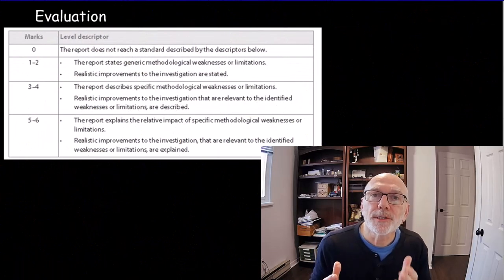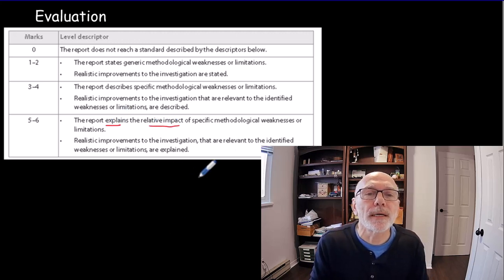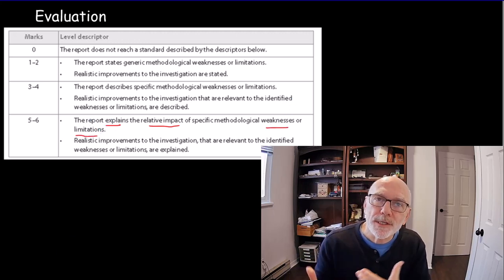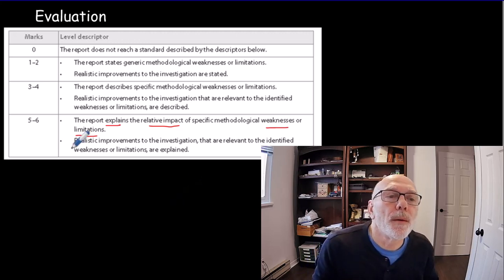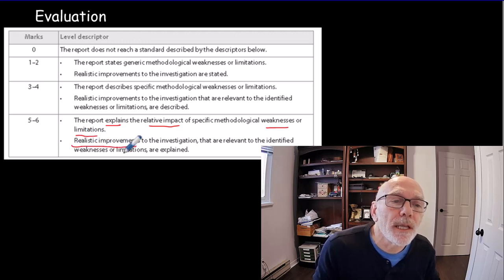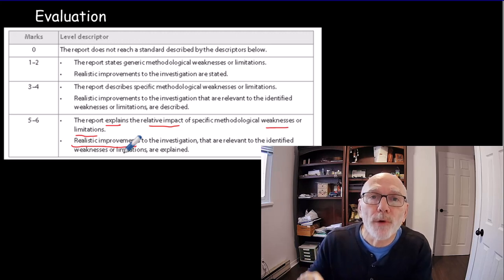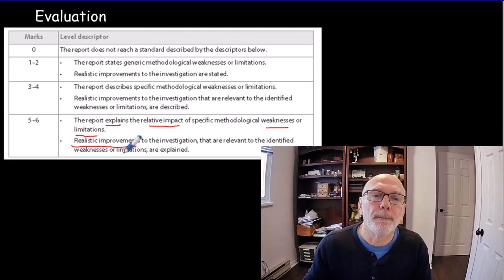The evaluation section has two statements. The first statement has to do with you explaining the relative impact of weaknesses or limitations that are arising out of your method. And the second statement has to do with suggesting and explaining realistic improvements that are going to address the weaknesses and limitations of your experiment.